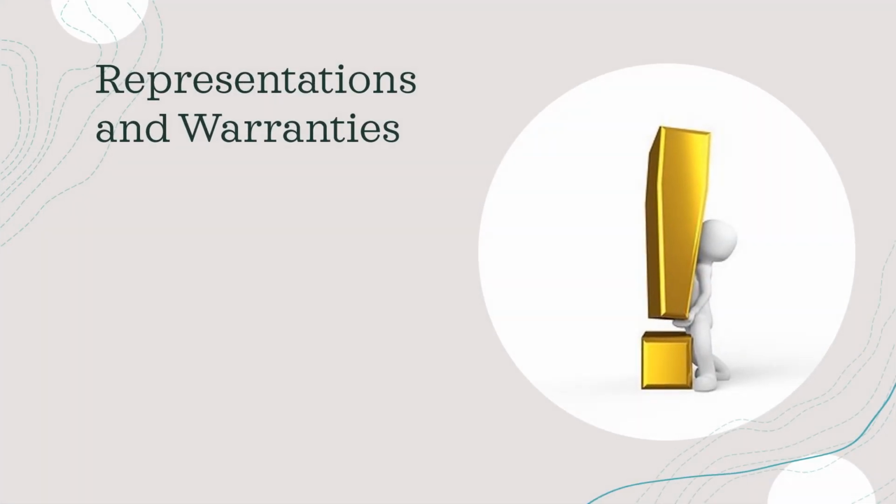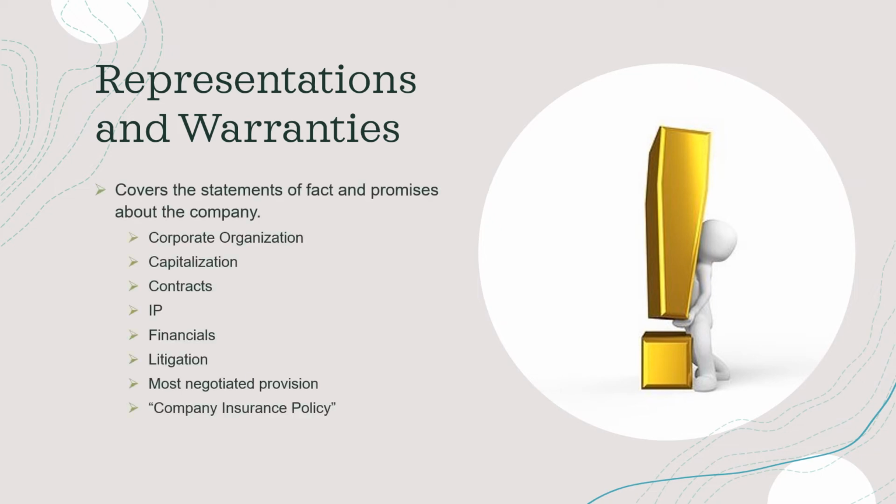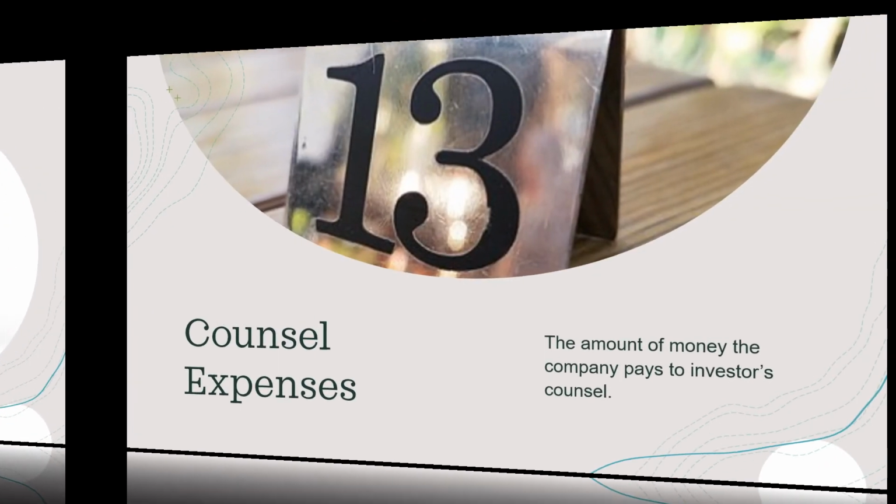The preferred stock purchase agreement will contain a set of representations and warranties that cover factual statements about your company. It is important to disclose this information because an omission of information that would appear in this section may only result in a problem in the future.